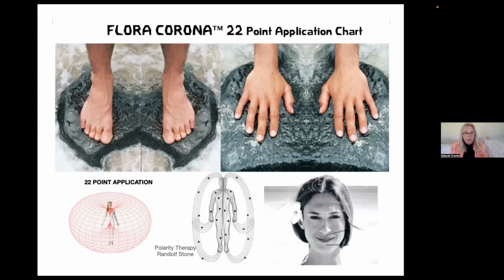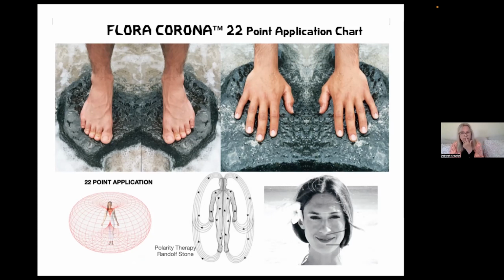Here's a picture of a woman in a torus, and that's the donut. This is a picture of Randolph Stone's polarity therapy picture. I was wanting to know about this for many years, but he's showing you here the central channel and how the chi flows into and out of the toes and the fingers.